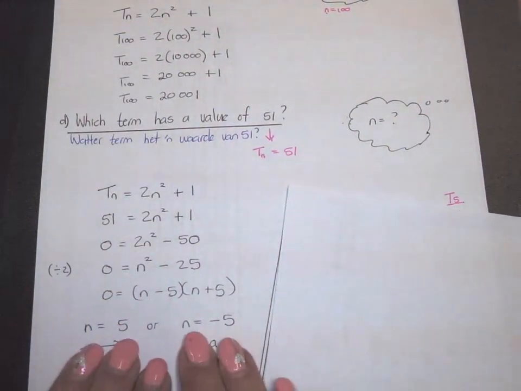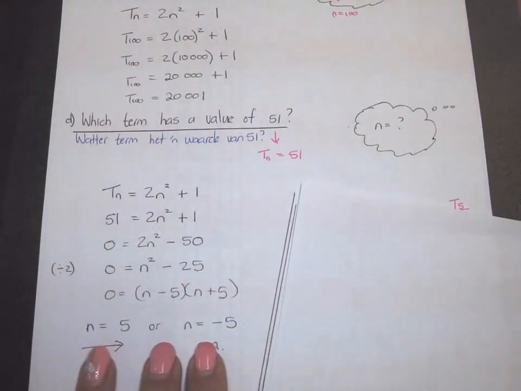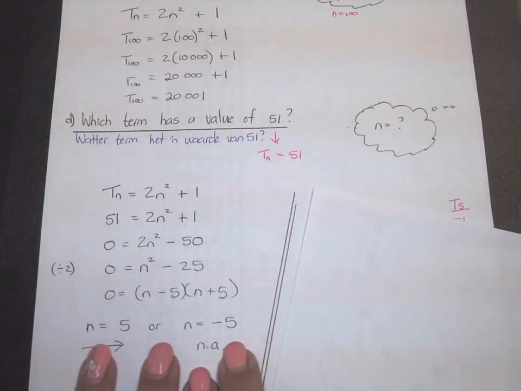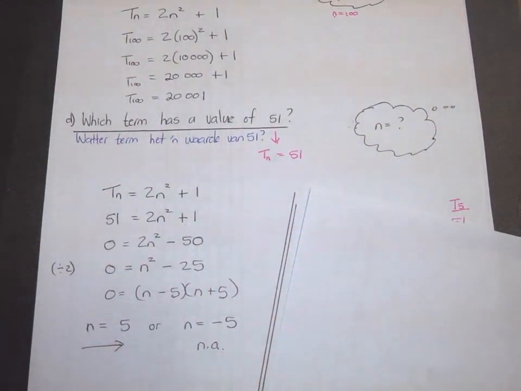Now remember, n is the position in a row. So n can't be minus 5. You can't stand negative 5 in a row. So this is not applicable. Therefore, n must be 5. So term 5 is 51.